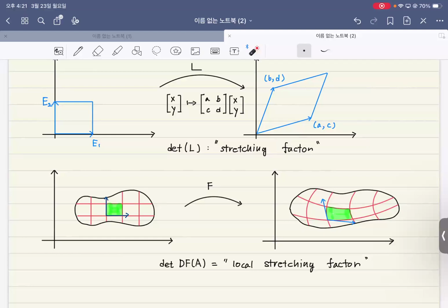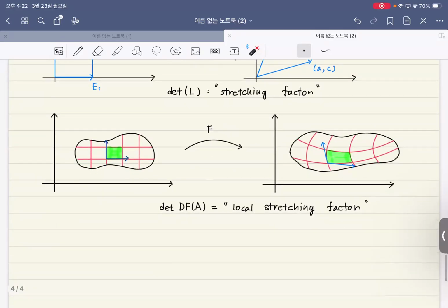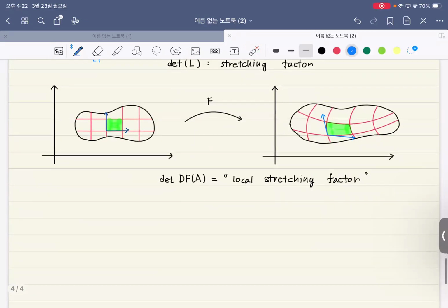So the Jacobian is just a local stretching factor. The computation of the Jacobian gives us the idea of how much the region or the area has been shrinking or expanding, the rate of your function at the given point. Okay, good.